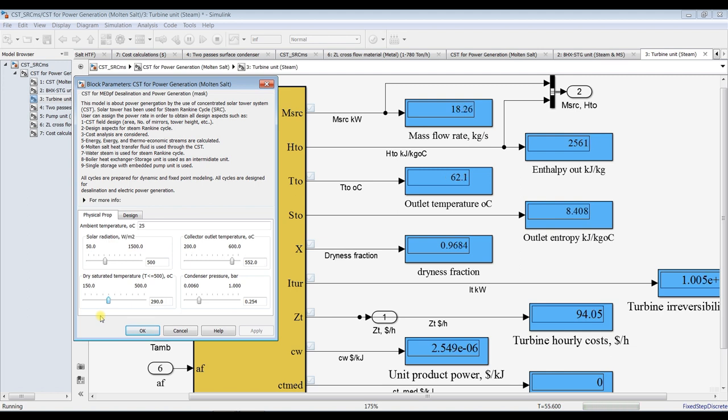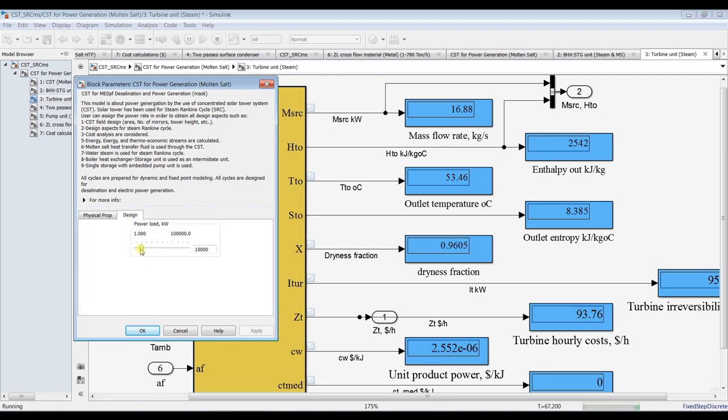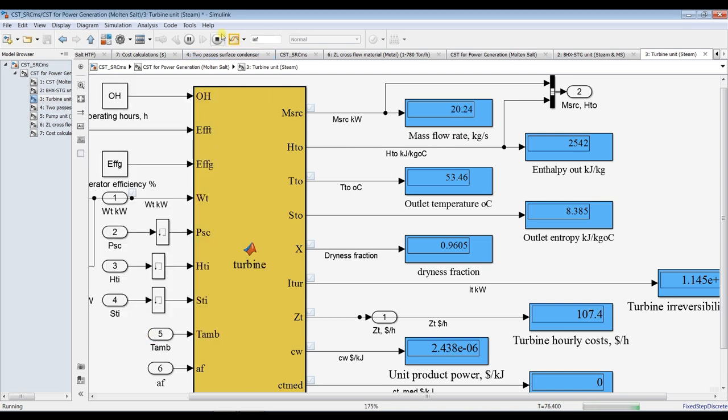Okay, so there is an effect on dryness fraction and mass flow rate, and let's see. Okay, hourly costs, all of these parameters. Okay, let's change the power. I will increase the power to 11 megawatts and see the results again, up and down again. Okay, let's hit OK and stop.